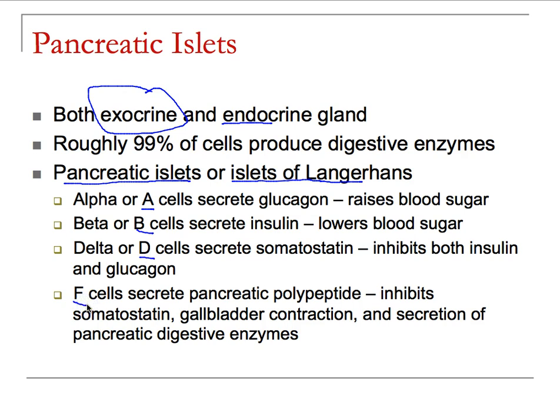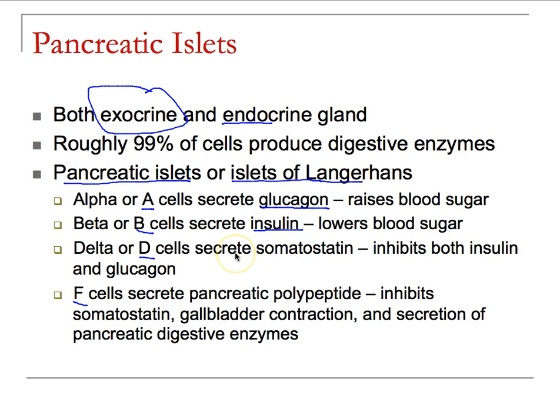And what's important for you to understand is that alpha cells are going to be instructed to release a specific molecule, and that's called glucagon. And glucagon will raise blood sugar. In a different set of signaling situations, beta cells will be instructed to release insulin. And insulin lowers blood sugar levels.